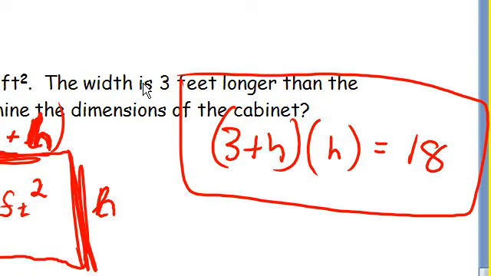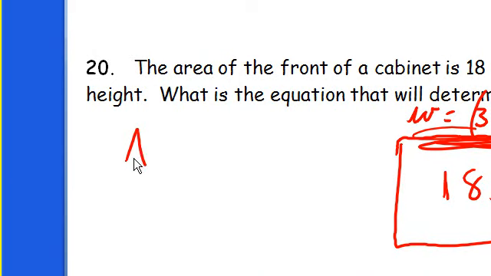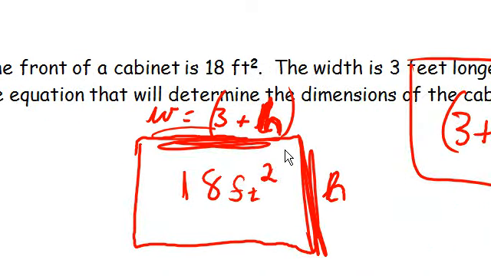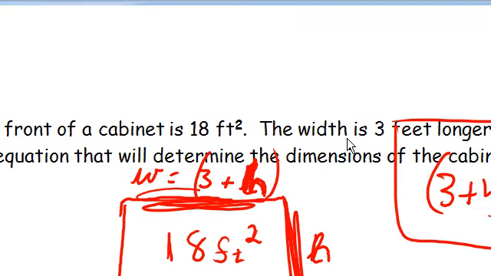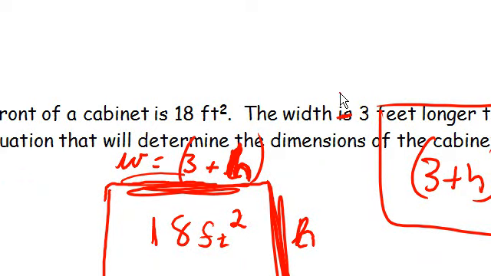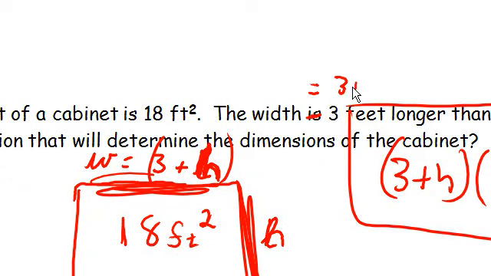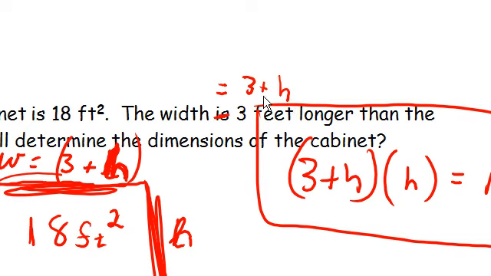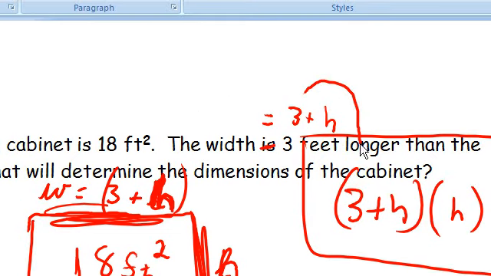You just need to know that area is equal to length times width, and that you'll probably do a real basic substitution. It just told us that the width is equal to 3 feet longer than the height, and that's all we substituted in right here.